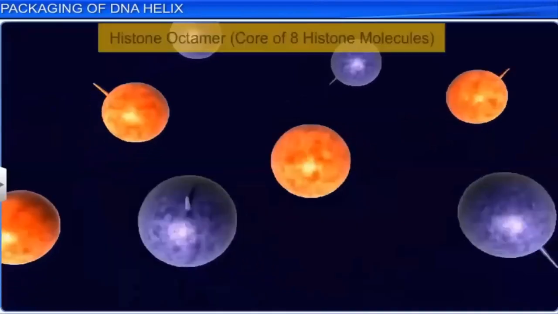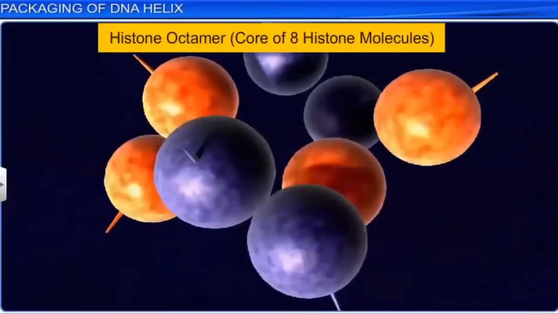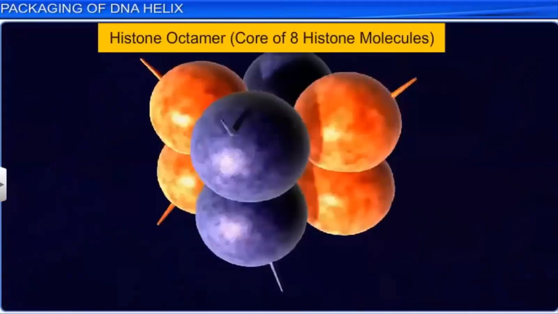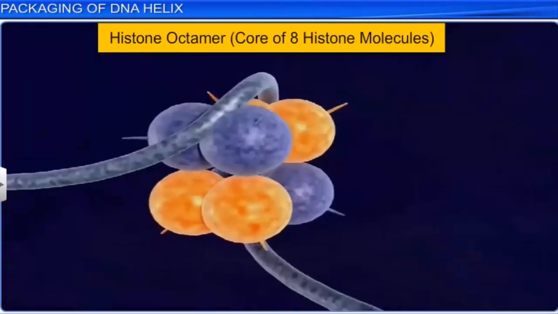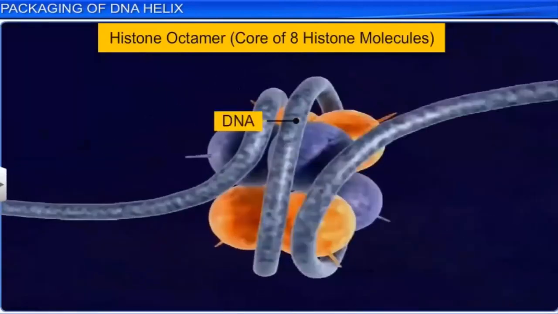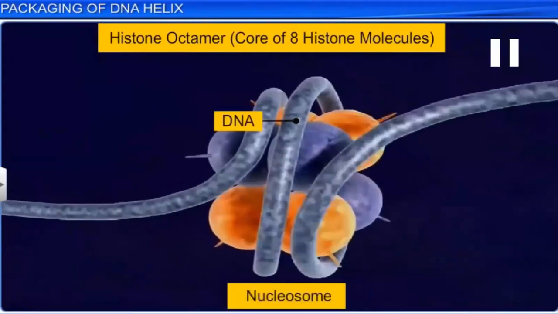Furthermore, the histones are arranged to form a unit of 8 molecules known as the histone octamer. Now around the positively charged octamer, a negatively charged DNA molecule is wrapped to form a structure known as the nucleosome.